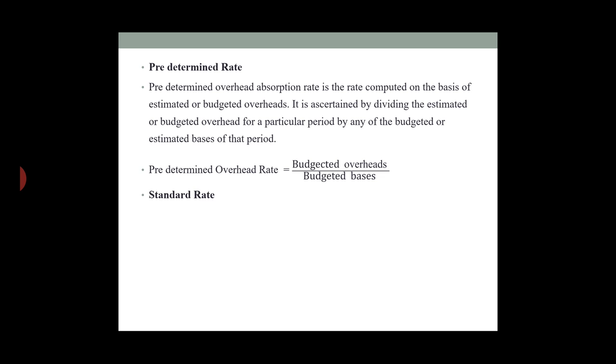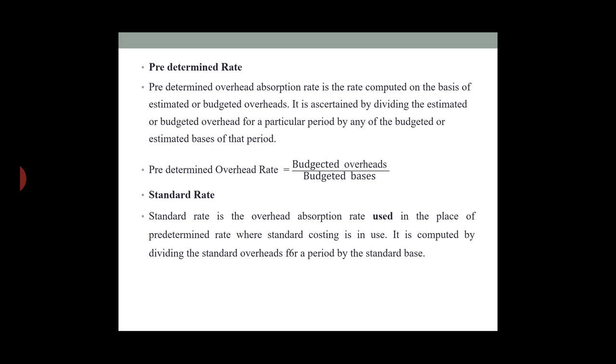Then standard rate. A standard rate is the overhead absorption rate used in the place of predetermined rate where standard costing is in use. It is computed by dividing the standard overhead for a period by standard base. Standard rate is equal to standard overhead divided by standard basis.